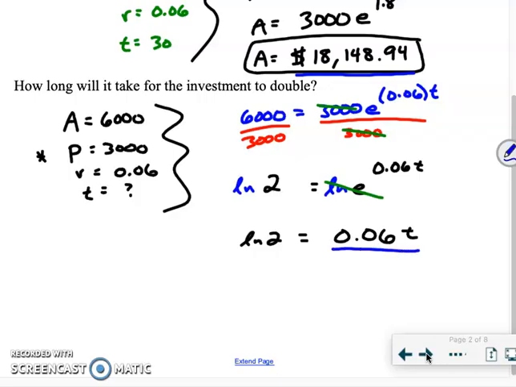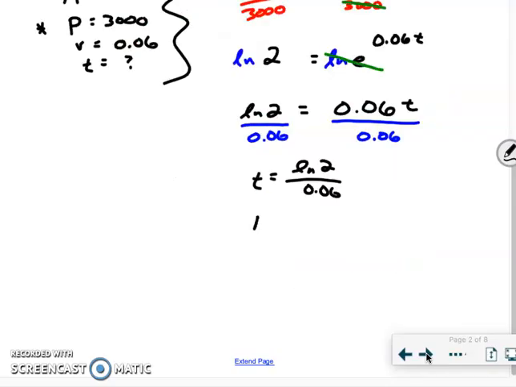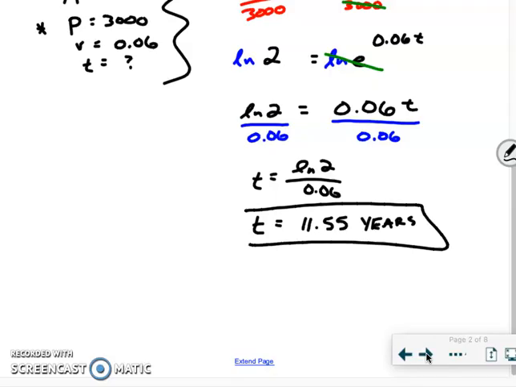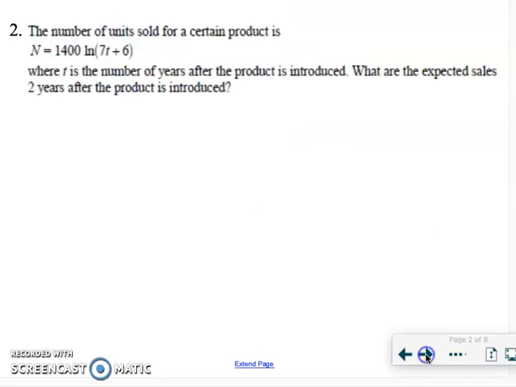So to finalize this, I'm going to divide by 0.06, which is going to create the isolation of t. So t is equal to, again, the exact answer, the natural log of 2 over 0.06. But to figure out the decimal version of this, we could say that that would be about 11.55 years. So again, at 6% continuously compounded, if you invest $3,000, it will double in 11.55 years. All right.